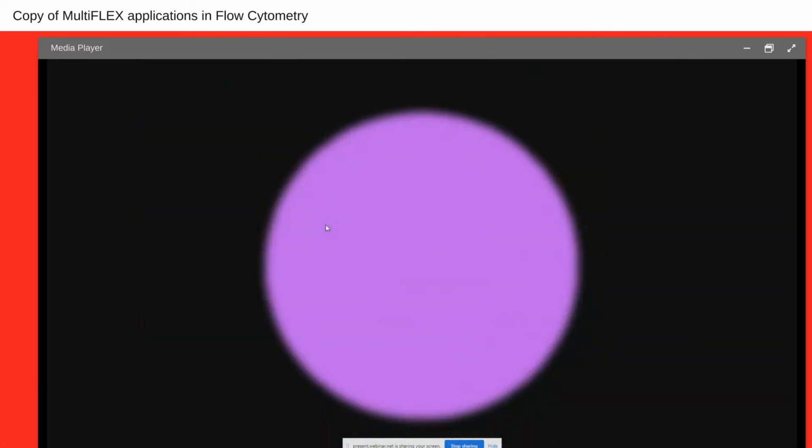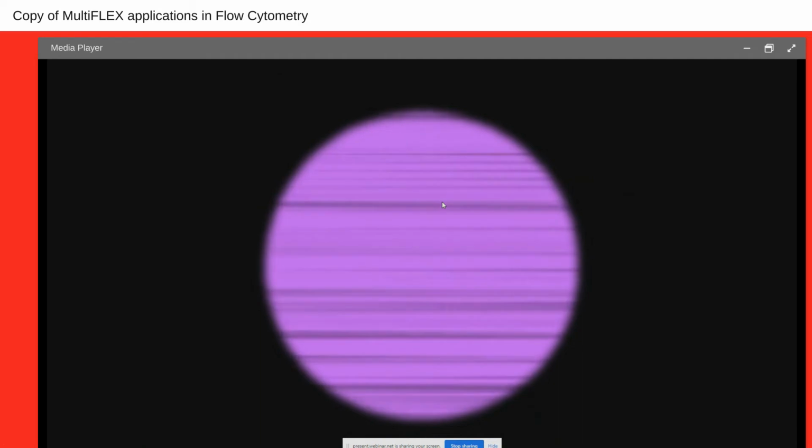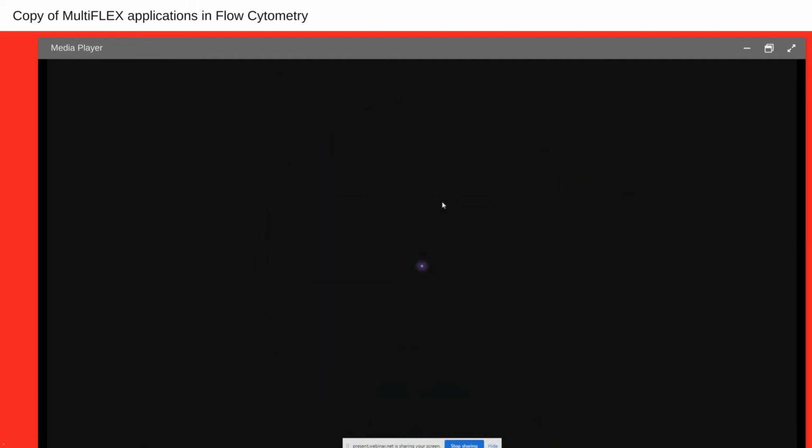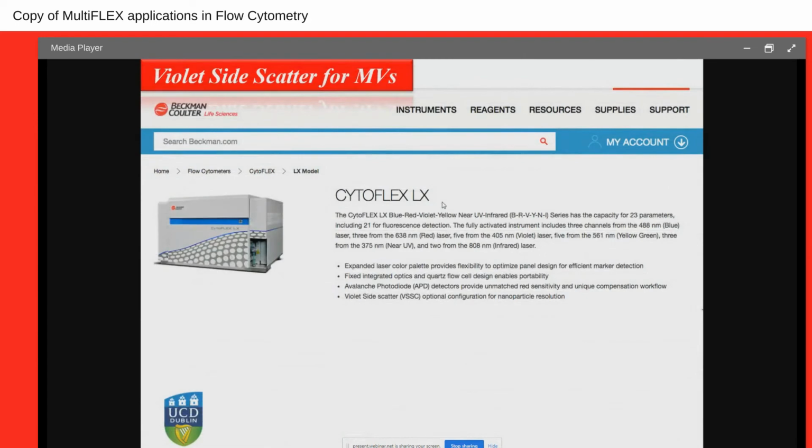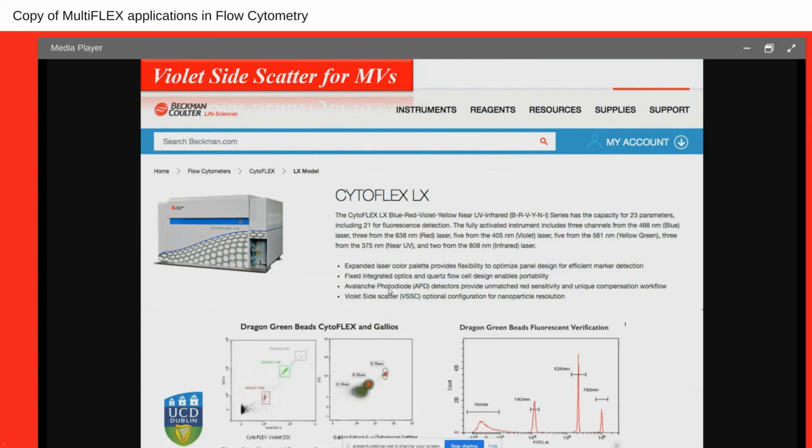They wanted to do it by flow cytometry, but flow cytometry is designed for cells, mammalian cells. This is stolen from Edwin van der Pol's presentation, and I really like it. This is how a cell will look in a flow cytometer, and this is how an EV, an extracellular vesicle, will look in a flow cytometer. Quite small. So what we need is a very precise instrument to analyze them. What has been found is that the violet side scatter is more precise for very small particles, and the CytoFlex LX has that option for nanoparticle resolution.